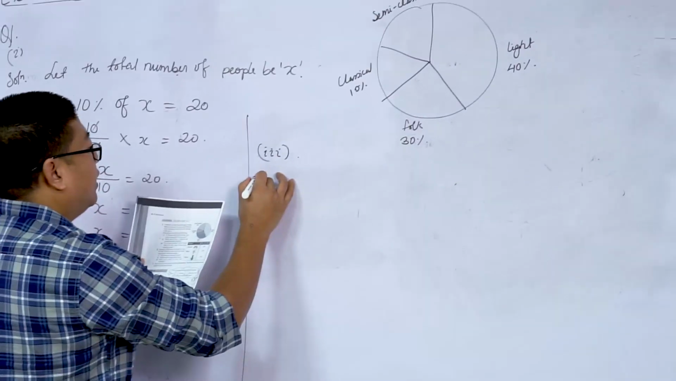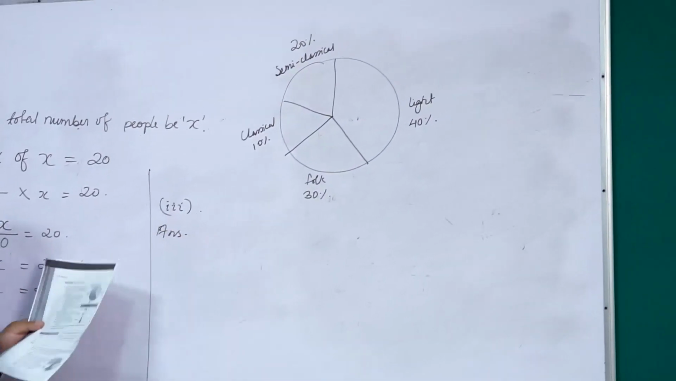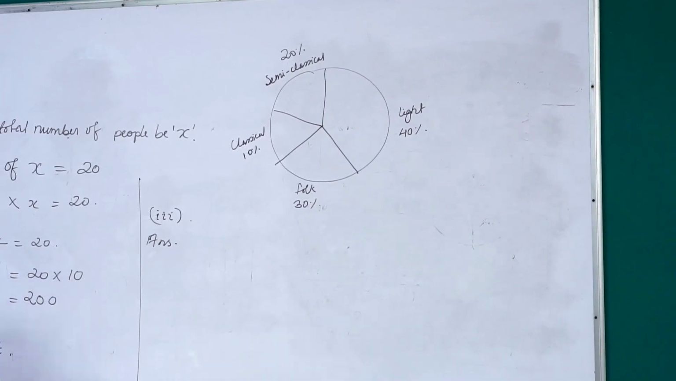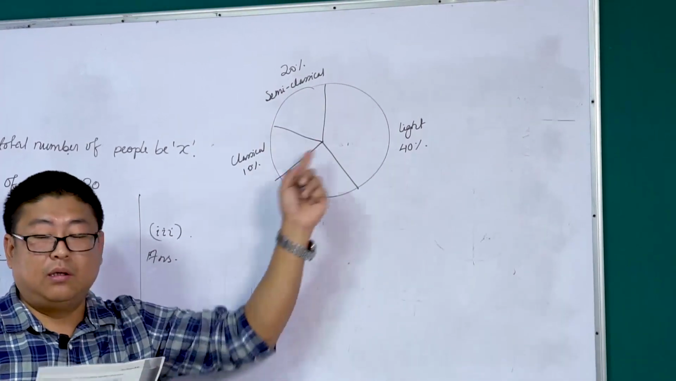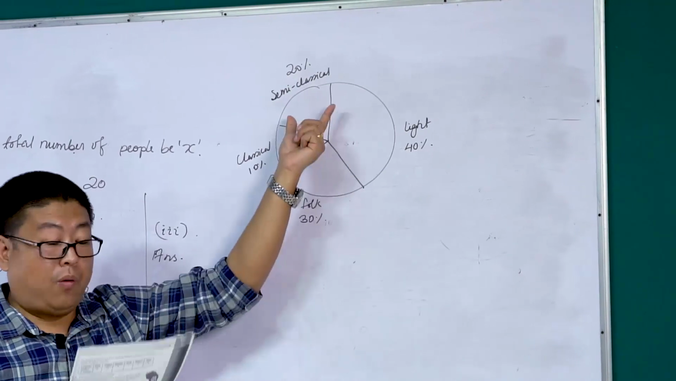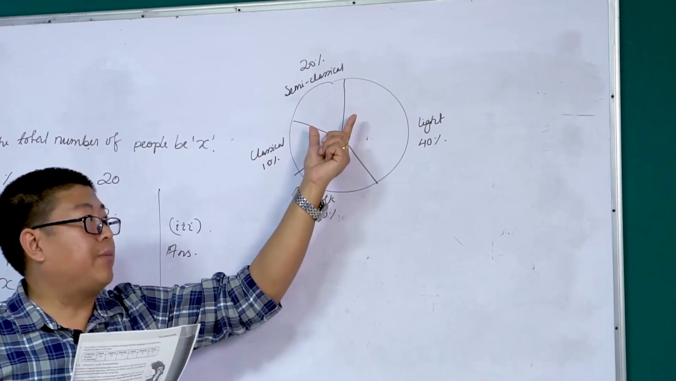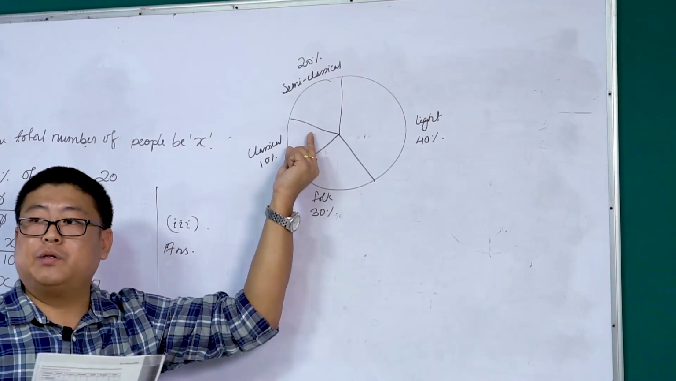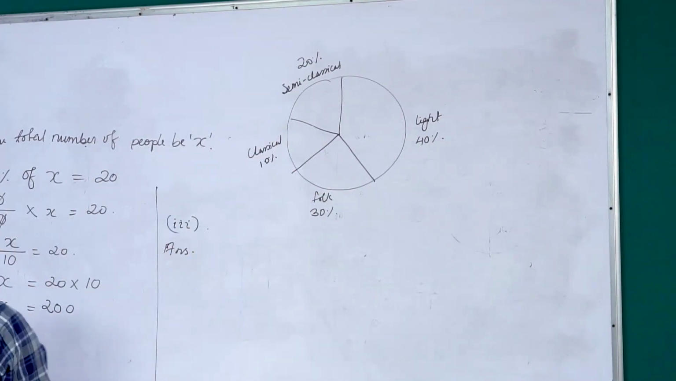Question number 3. If a cassette company were to make 1,000 CDs, now if this total number were 1,000, how many of each type would they make? How much would this be out of 1,000? So here we will be doing some calculations.